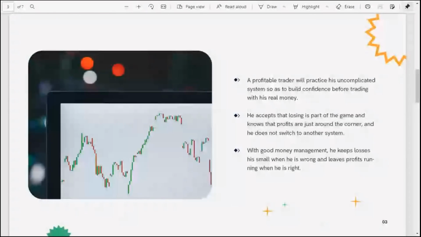Imagine you place 10 trades. The first 3 trades in your 10 trades are basically a loss.